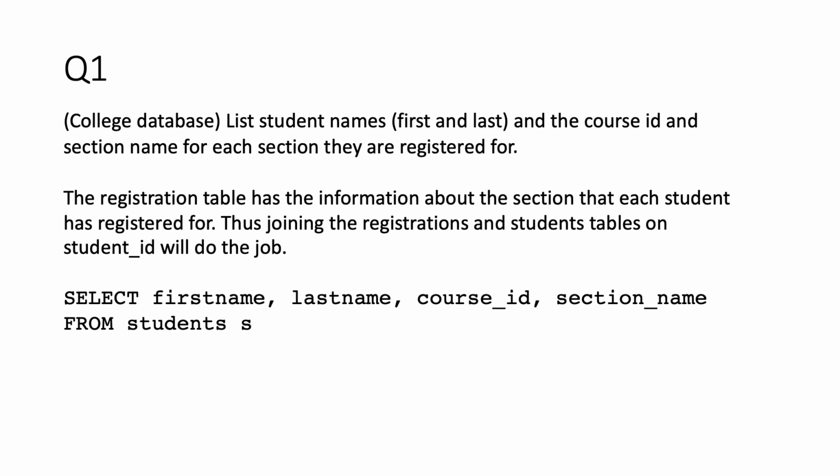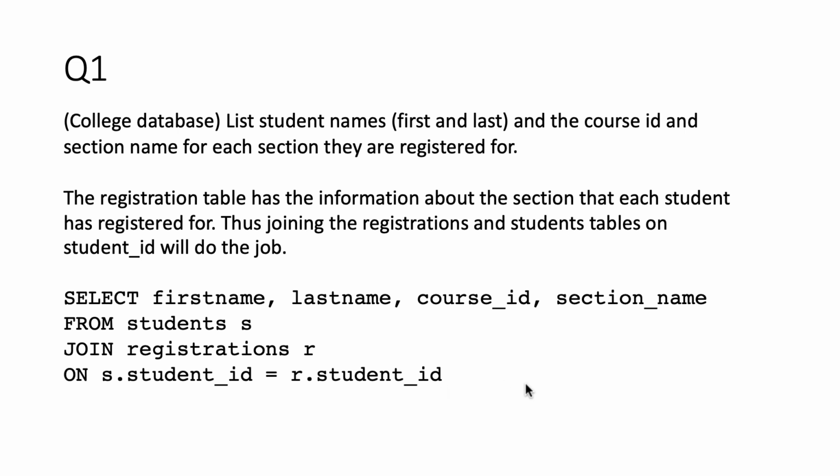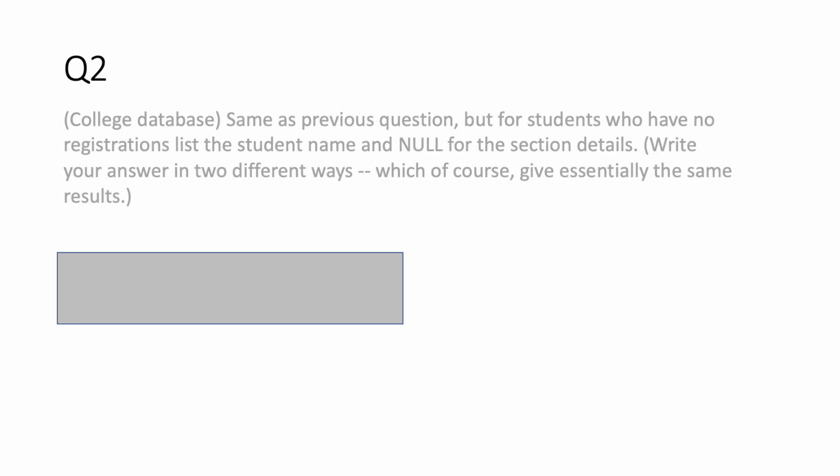So we are saying list first name, last name, course ID, section name from students S, join registrations R, because that's where the information about students registering for courses is, and on s.student ID is r.student ID. So that's an easy, straightforward join of two tables. Let us now move on to question number 2.